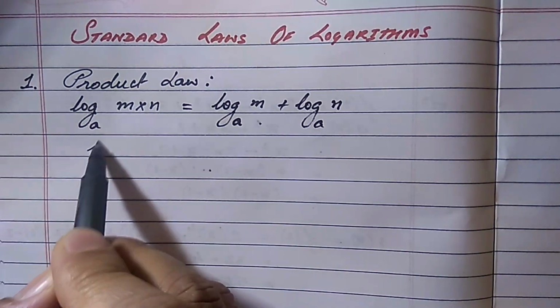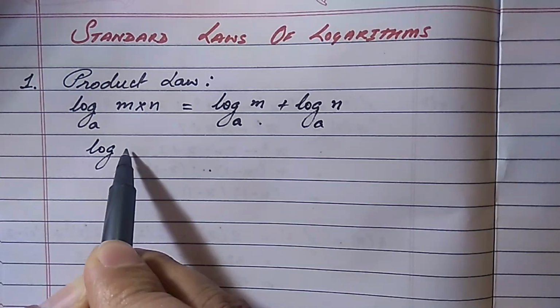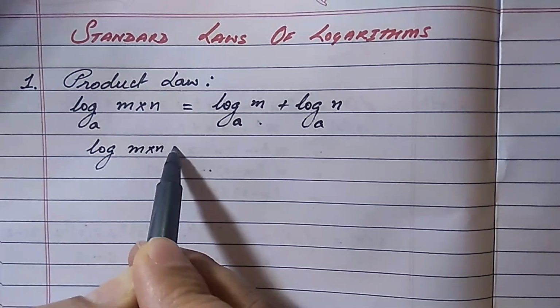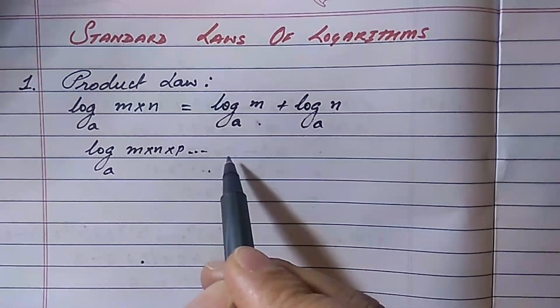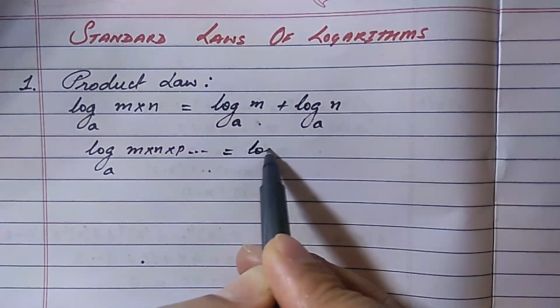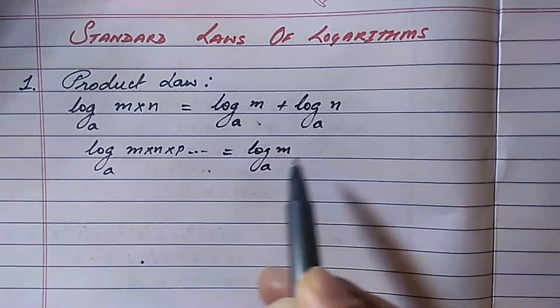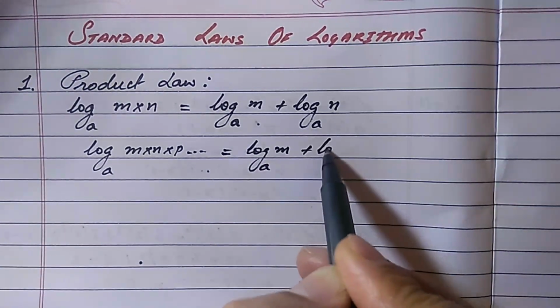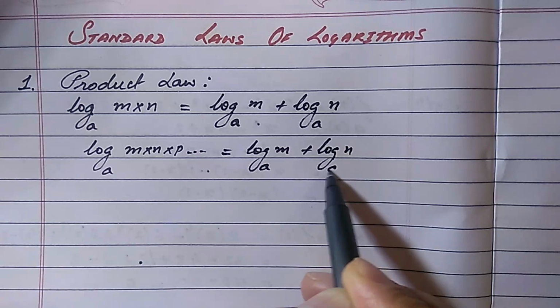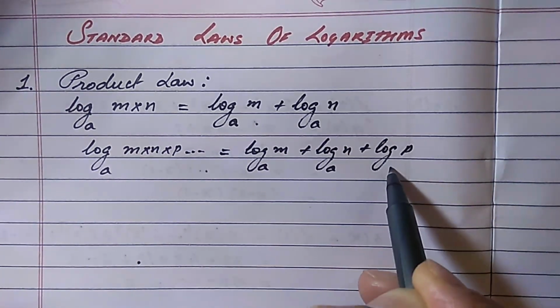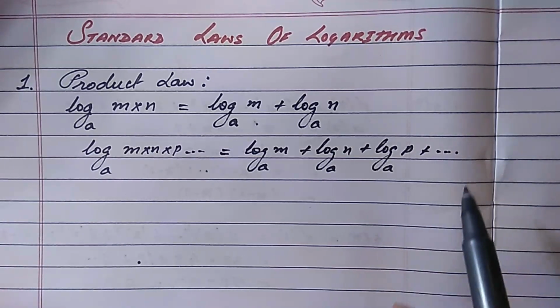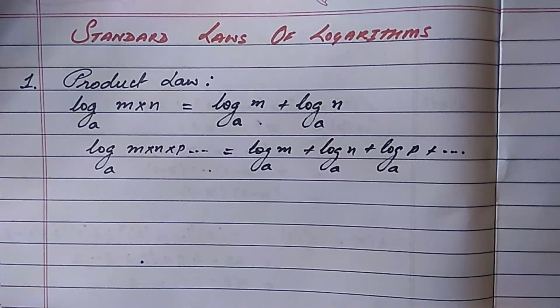For example, if you have log of m into n into p and so on with the base a, then we can write log of m with base a plus log of n with base a plus log of p with base a and so on. This law is called product law.